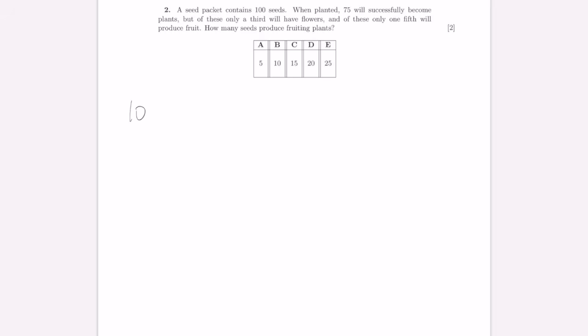Okay, so we start off with 100, then we're left with 75, but only a third of these will have flowers. So 1 over 3 times 75 is just 25. And out of these, only 1/5 will produce fruit. So that's just going to end up with 5. Correct answer is A. This one here was not too bad.